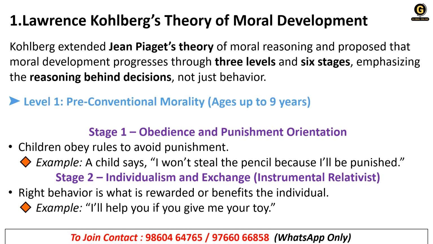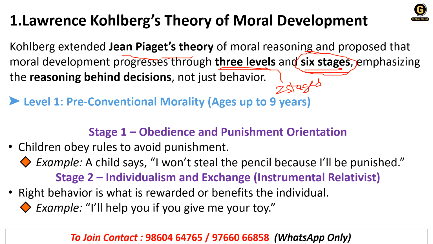So we'll start with Lawrence Kohlberg's theory of moral development. Kohlberg extended Jean Piaget's theory of moral reasoning and proposed that moral development progresses through three levels and six stages. Basically, every level has two stages, so there are six stages in total, emphasizing the reasoning behind a decision, not just the behavior. How he states that, we'll discuss in this theory.